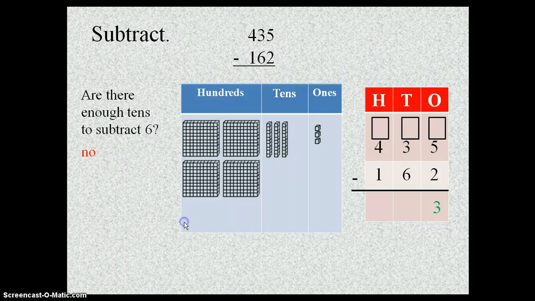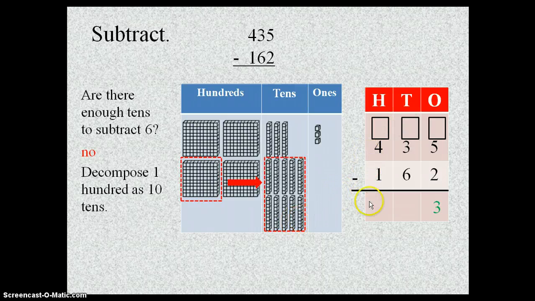So now we have to decompose 100 as 10 tens. So I'm going to take a 100 and move it to the tens place. Remember to cross out that 100 and take 100 away. So 400 minus 100 is 300. I'm going to move that 100 over to the tens place, which means I will have 13 tens.